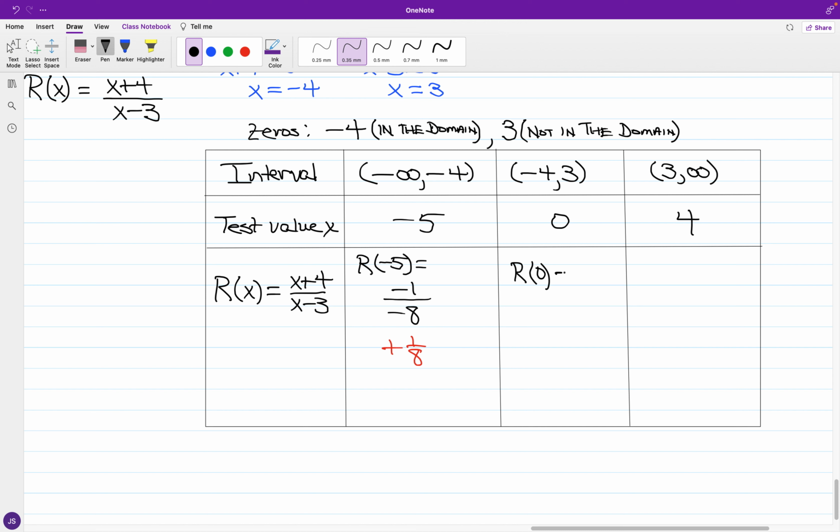And for r of 0, 0 plus 4 is 4. 0 minus 3 is negative 3. So r of 0 will come out to negative 4/3. And for r of 4, you got 4 plus 4 is 8. 4 minus 3 is 1. And 8 over 1 comes out to positive 8.